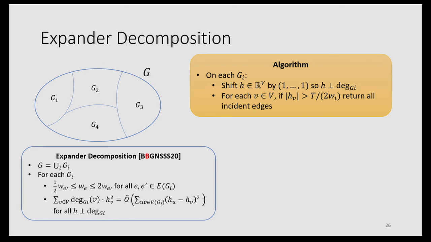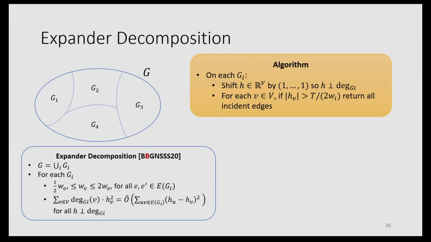So let's say we take our trivial algorithm. We look at one of these G_i, one of these expanders. Remember, we wanted to look at entries where the difference is large. So I can just add an all-ones vector onto my h. That's not going to change the difference, because both endpoints are going to be added or subtracted by the same amount. So I can add this so that h becomes orthogonal to the degree vector. And now for every vertex, I check if one of these endpoints is larger than my threshold. If yes, I return every edge that's incident to that vertex. That's basically the trivial algorithm from before, except for this extra shift by the all-ones vector.